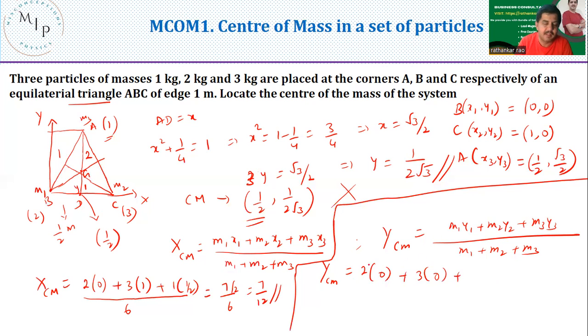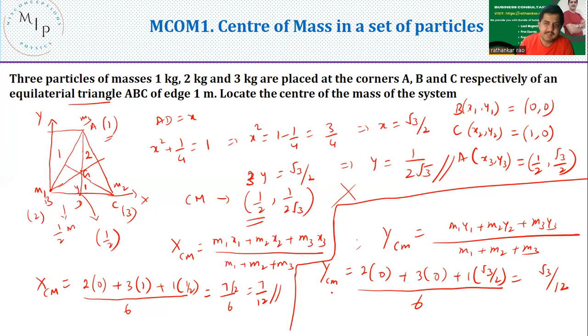See, it becomes easier. M3 is 1 kg. See, I put 1 kg, 2 kg, 3 kg. 1 multiplied by Y3. What is Y3? We wrote this somewhere here, right? Yes, root 3 by 2. Root 3 by 2 divided by 6 once again, which is 1 plus 2 plus 3. Simple. So this is totally 0, and you get root 3 divided by 12.